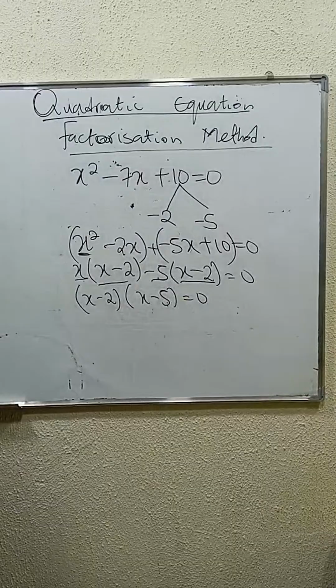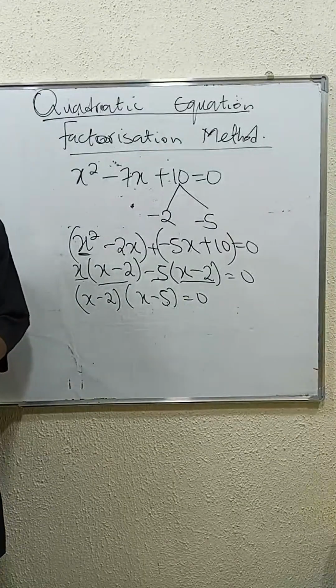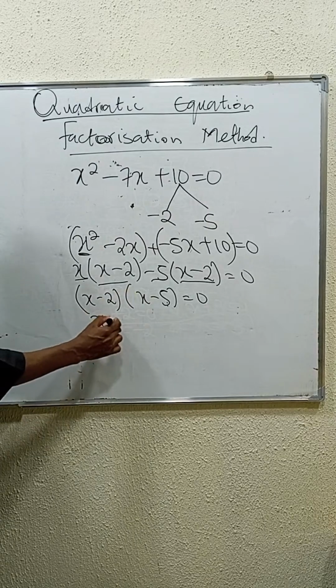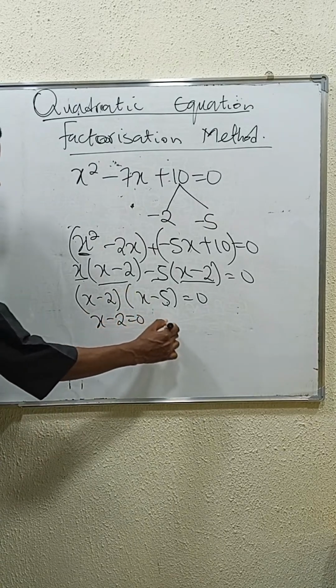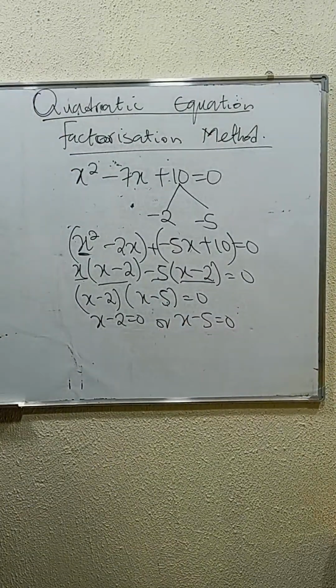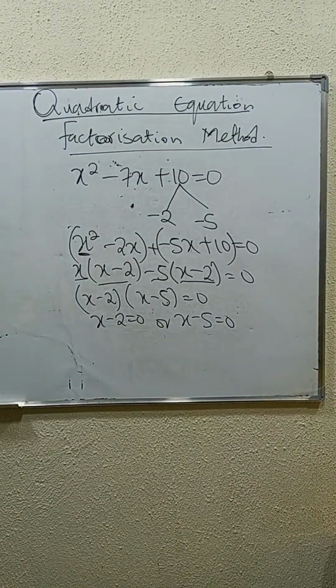And in quadratics, when two things multiply to get 0, one of them is 0 or both are zeros. So x minus 2 is 0, or we say that x minus 5 is 0. So I want you, for the first value, what's the value for x?